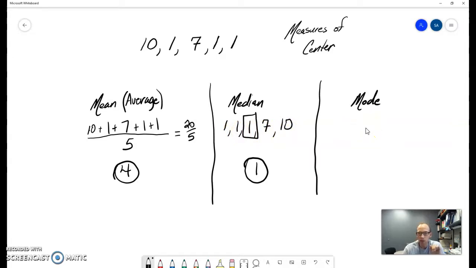Mode, we're looking for the most common value or values. So here, what number is showing up more than anything else? The one is showing up more than anything else. So this would be our mode. Now it's possible to have multiple modes. For example, if we added two sevens to this data set, then our modes would be one and seven.